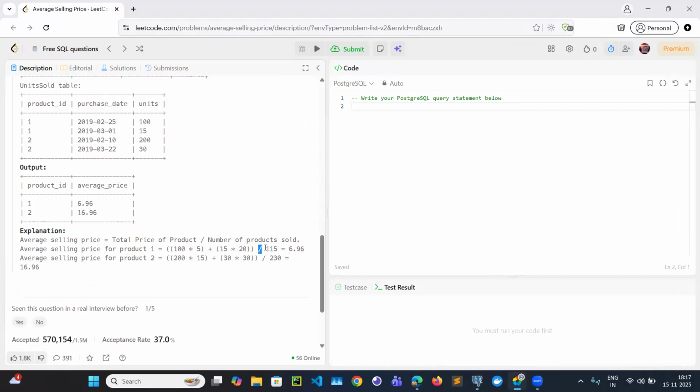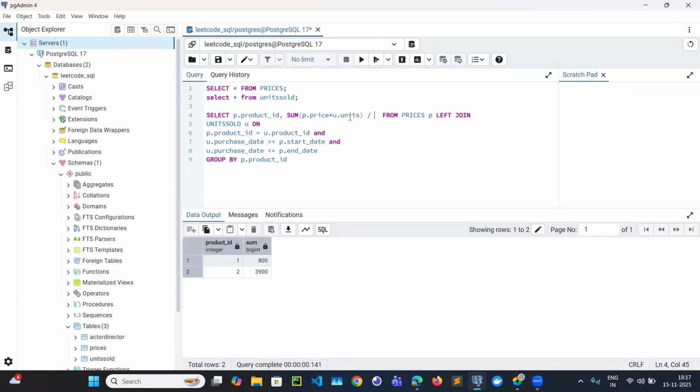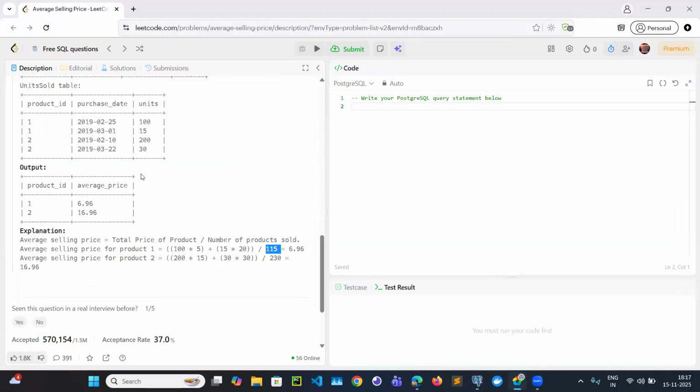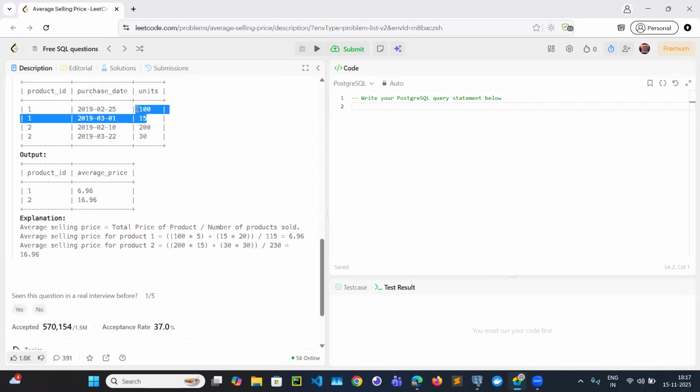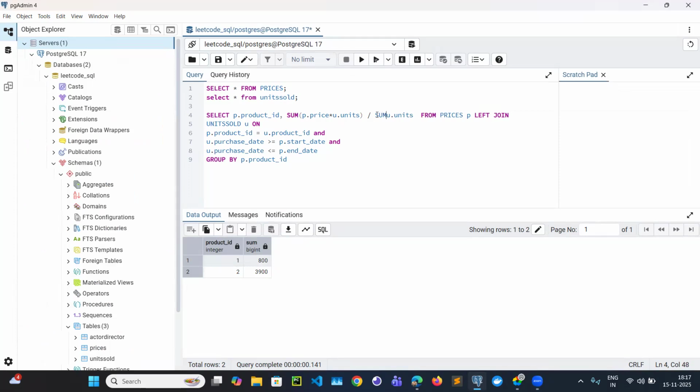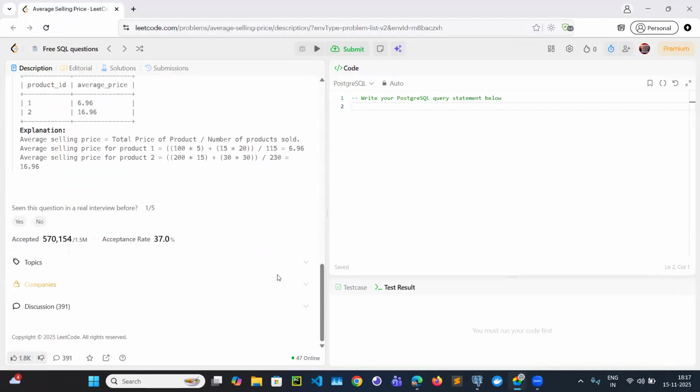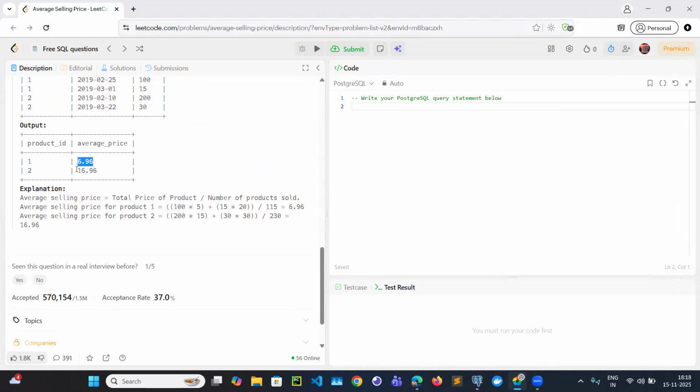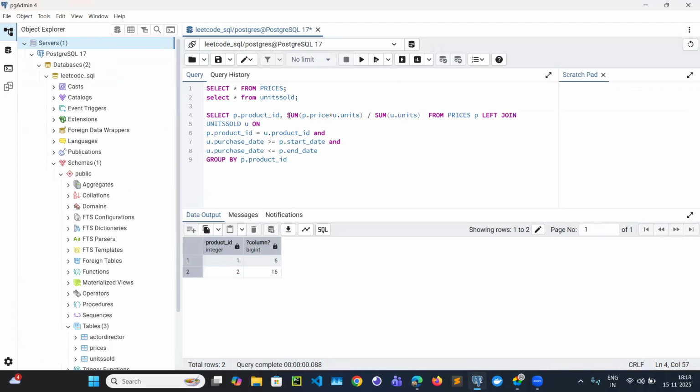Now we need to divide, and divide by which one? Not by p dot price u dot units, but we need to divide by units only, u dot units, because this is 100 into 15. We need to get the sum of u dot units. Let's divide that. So you can see we are getting 6 and 16, and you can see in the expected output as well we are getting 6 and 16. You can ignore that because this is a decimal. We will fix that.